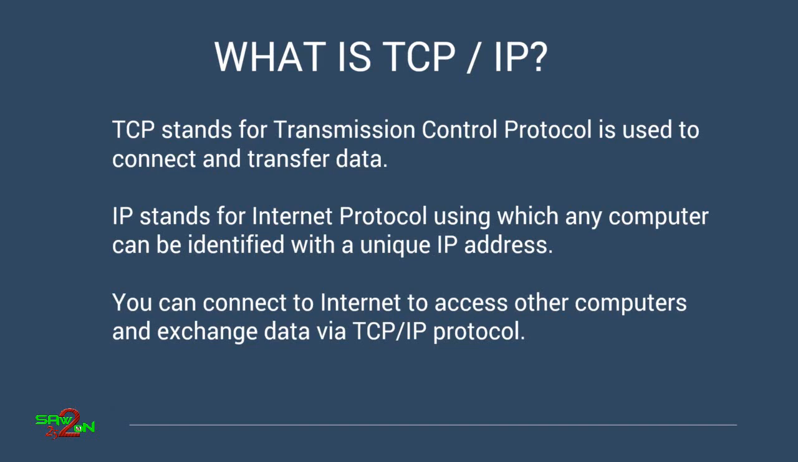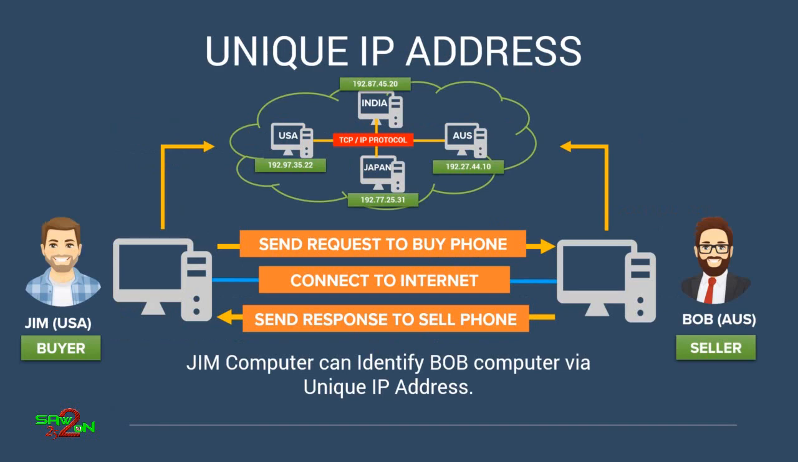Alright, so let's go back to Jim and Bob's problem. Now Jim's computer can identify Bob's computer via a unique IP address. If you look at the diagram here, every computer on the internet has a unique IP address, and then the TCP/IP protocol can work. The transfer of data can work, and each computer can identify itself with a unique number. So the problem of Jim's computer identifying Bob's computer is solved by using the IP address. With the IP address, everyone can reach any computer that they want. It's similar to phone numbers. You can reach any phone by dialing that phone number.